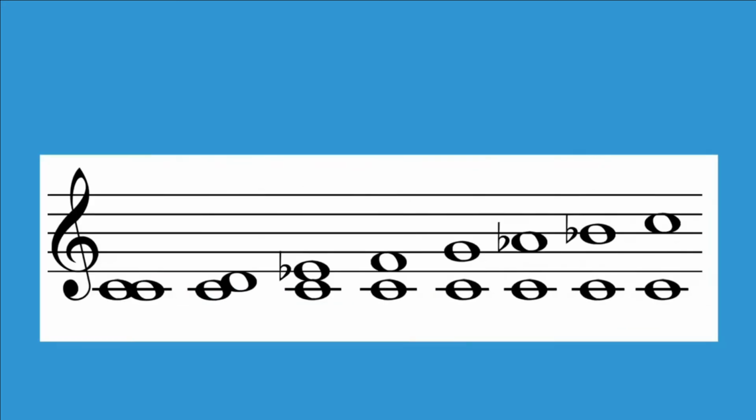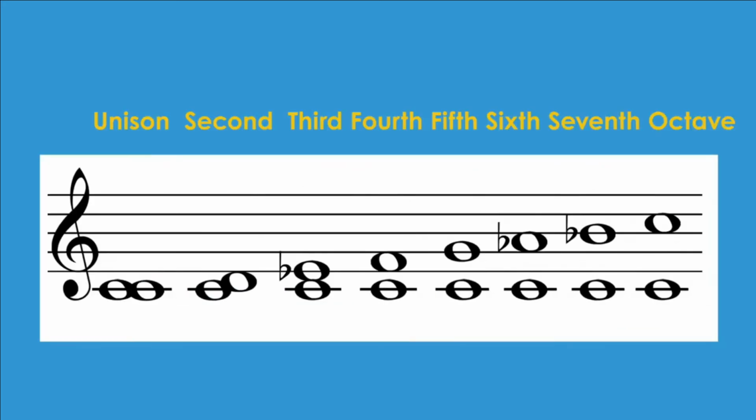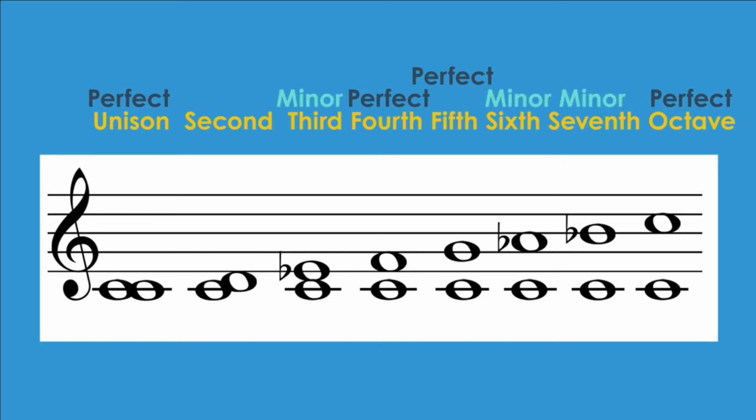Now, let's look at a minor scale. If you notice, the distances stay the same. You can double check by counting the lines and spaces. However, some of the types of the intervals will change. The unison, fourth, fifth, and octave remain perfect, but the third, sixth, and seventh are now minor because a minor interval is 1/2 step smaller than a major interval. This leaves the second. It stays a major second because the number of half steps in the interval didn't change from the major scale to the minor scale.